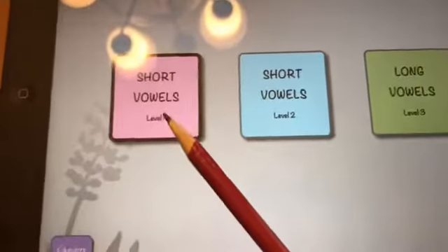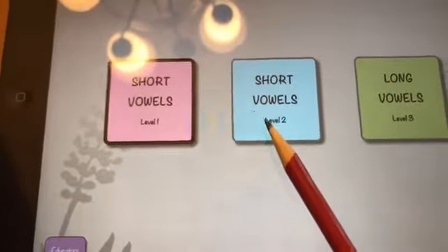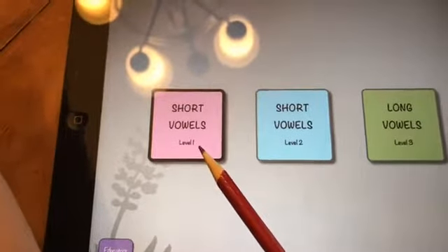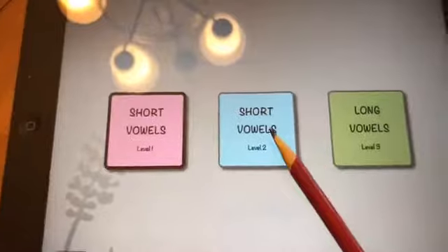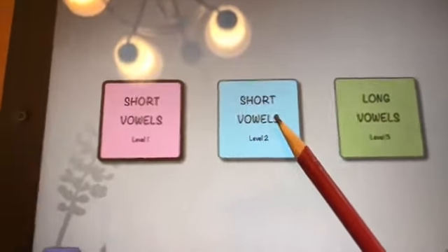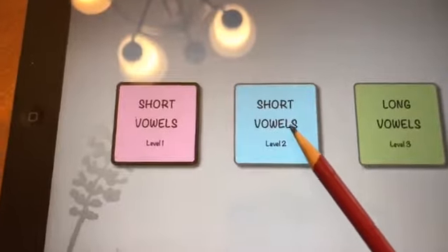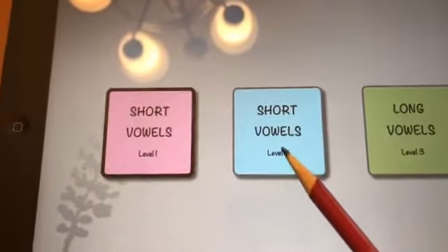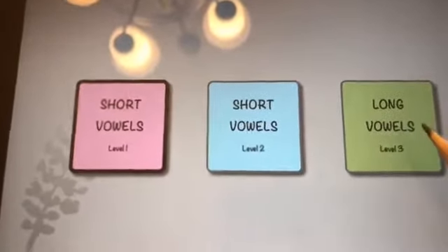These are the 2 levels that he's already pretty much surpassed. He can do build it or switch it here with CVC words and short vowels, or with short vowels and harder words like CVCC and CCVC. But he finds that challenge not too challenging, so he's going to do long vowels.